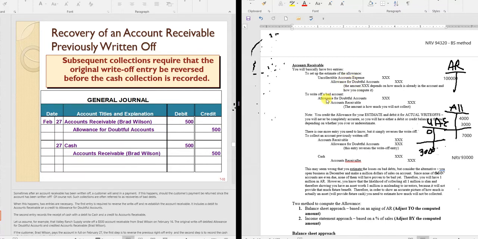When I write it off, I need to get it out of the allowance because I no longer need my estimate holding account, and I take it out of accounts receivable because it's no longer an asset. What happens if this person later pays? Well, look at this. I flip it. I simply put it back into accounts receivable and credit the allowance. So I flip this journal entry because I shouldn't have written it off, and then I show I collected it. So it's two entries, debit cash and credit accounts receivable.